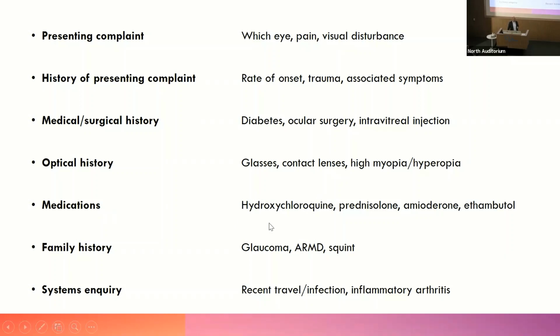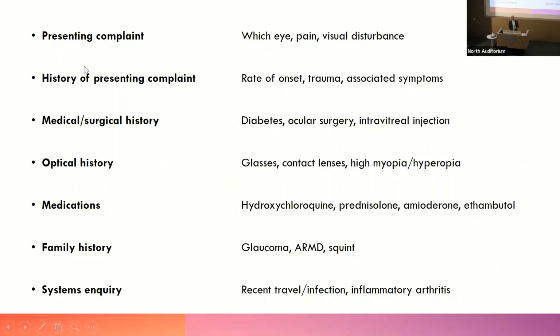So has anyone heard of hydroxychloroquine or Plaquenil? You've heard of that? Yeah. It's used for many autoimmune conditions. Prednisolone you would have heard of, amiodarone I'm sure you've heard of, and ethambutol. They can all have toxic ocular effects, which will be covered in another lecture. Let's go back to the top.